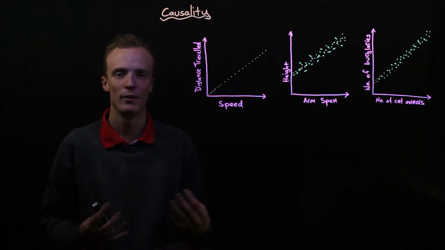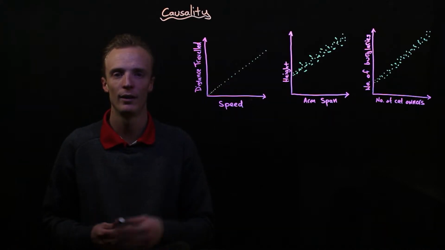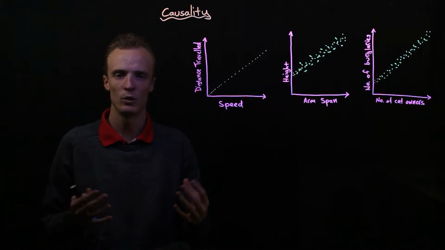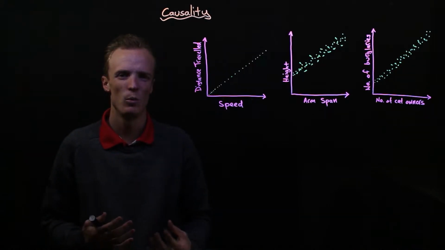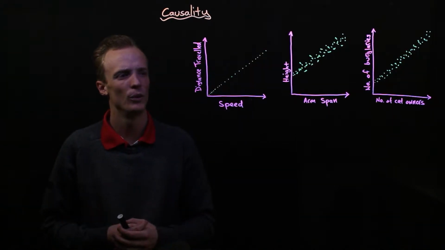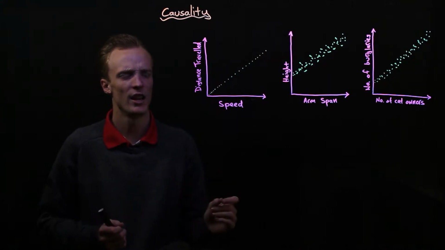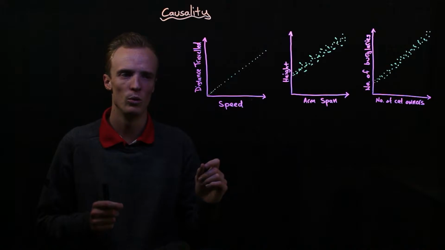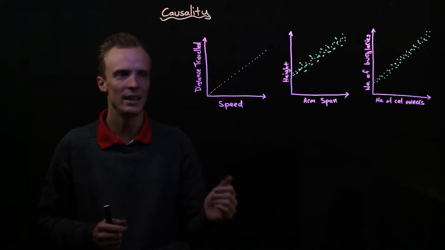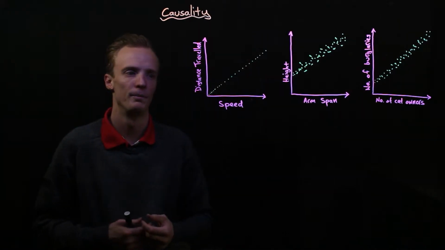In this video, we're going to have a look at what we call in statistics causality, or whether there's a causal relationship between two variables. Now, what causality actually refers to is if there is a change in our explanatory variable, does that cause a direct change in our response variable?